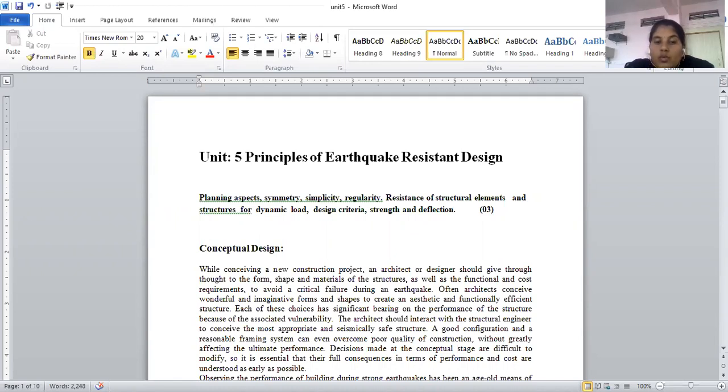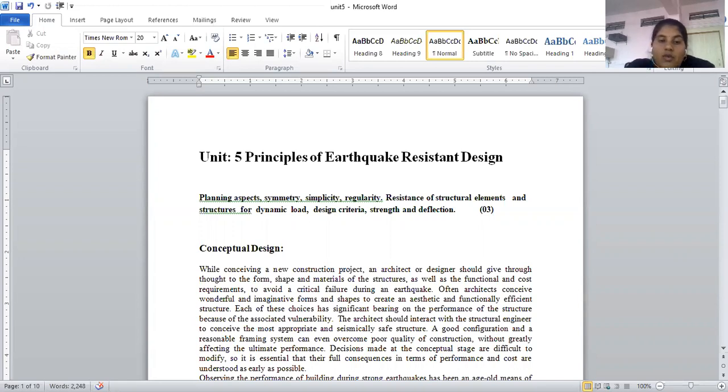For that purpose you should understand what simplicity, symmetry and regularity are, and how these parameters are very helpful to increase the resistivity of the building as an earthquake resistant building. That part we'll see here, along with the design criteria, what strength is and what deflection is. That overall syllabus is included in this unit number 5.